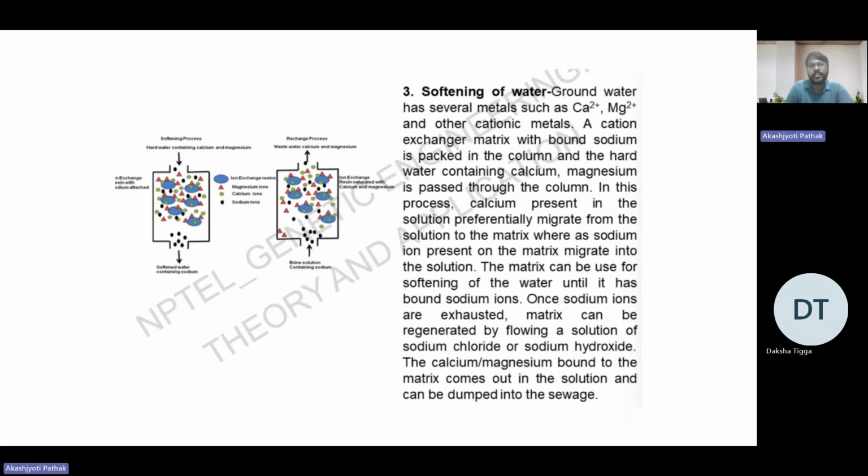Hard water has different ions, isn't it? They have doubly charged positive ions like calcium, magnesium, and other cationic metals. So if you have a Ca2+ ion, and also a Na+ ion, and you use a cation exchange column, then what will happen? The cation exchange column will bind more efficiently to your calcium ion than your sodium ion.